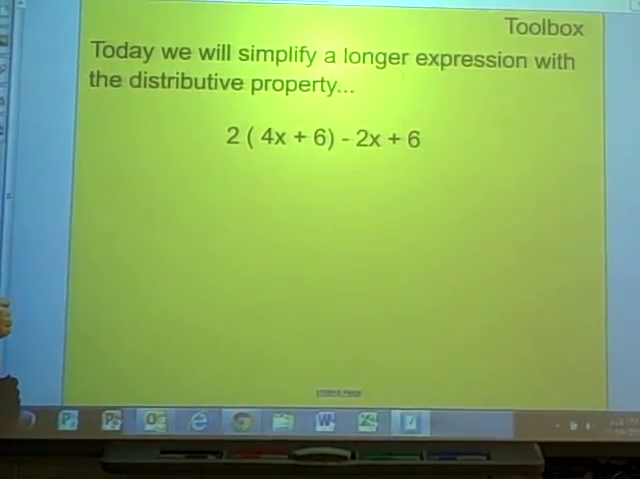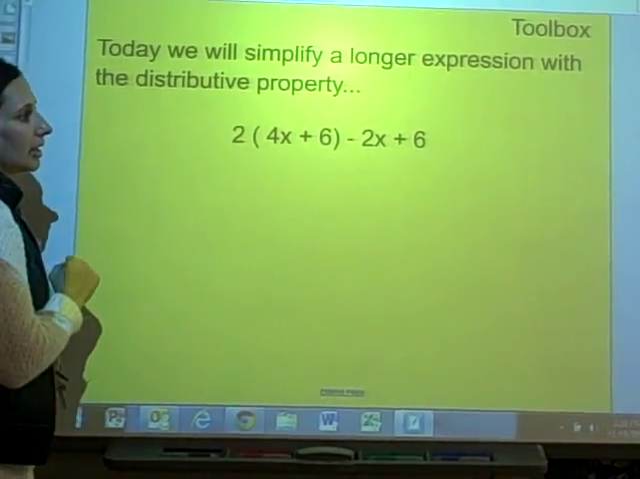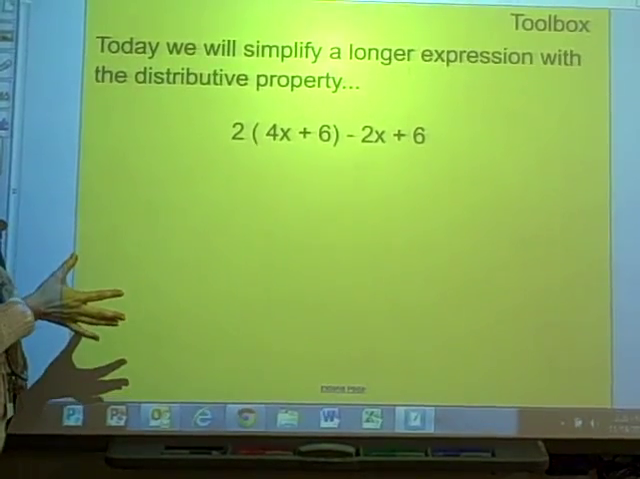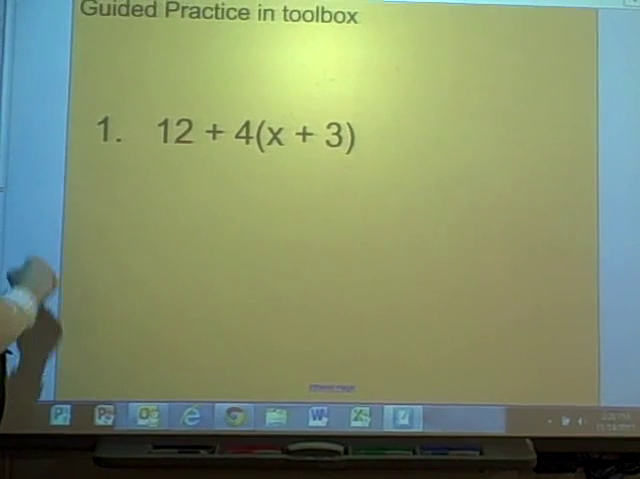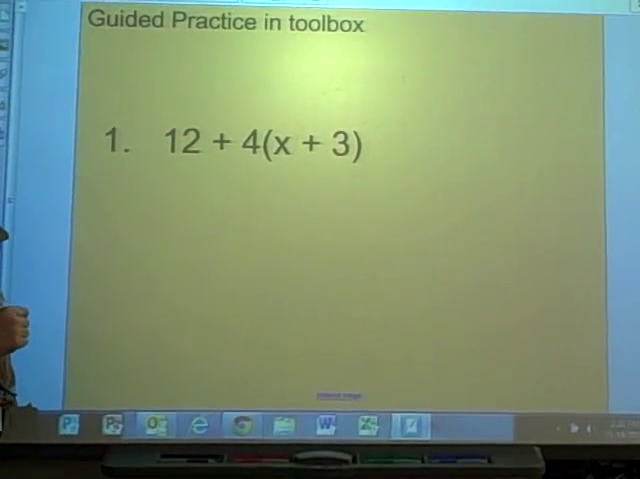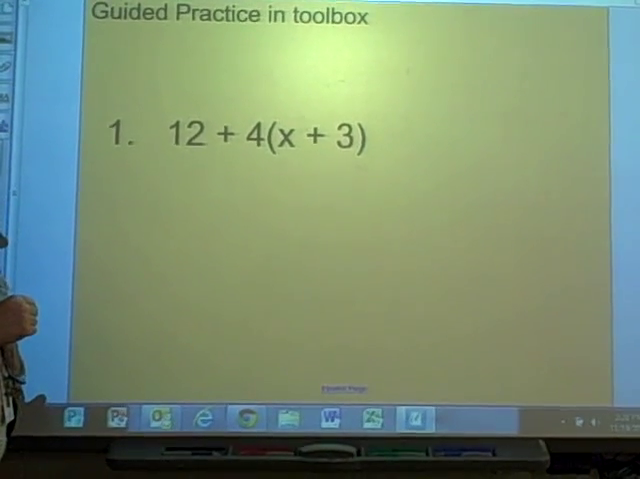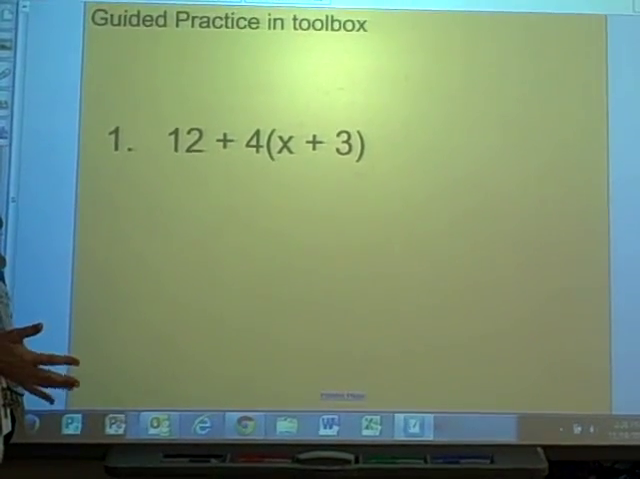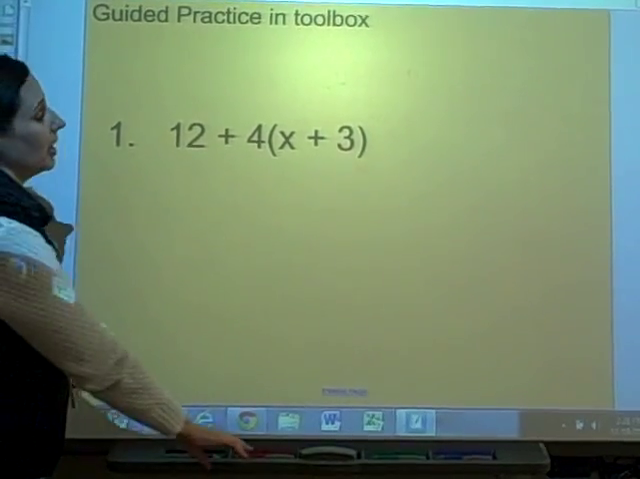This is what an example would look like. 2 times the quantity 4x plus 6 minus 2x plus 6. We're going to simplify this longer expression by getting rid of parentheses today. Write down example 1 in your toolbox right now. 12 plus 4 times the quantity x plus 3. First step is to go through and see if there's anything to keep, flip, change, or any invisible ones. In this particular problem, there is nothing.